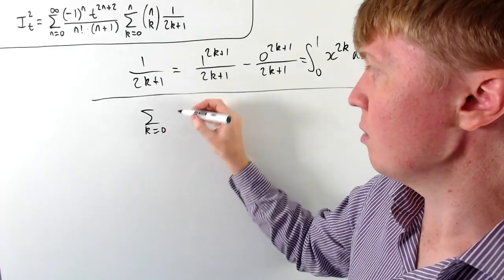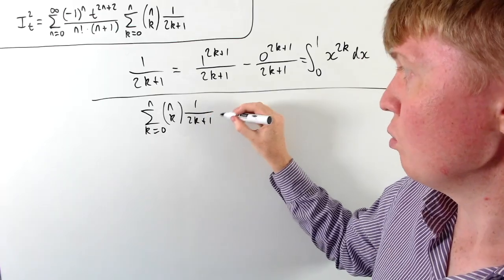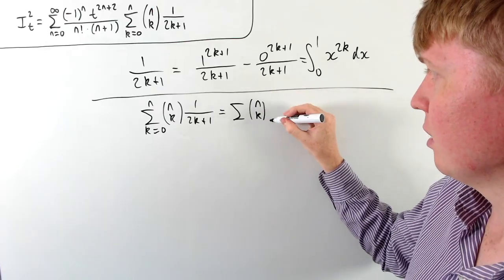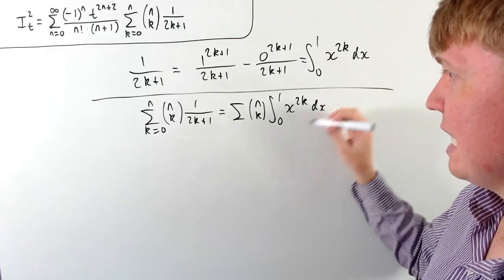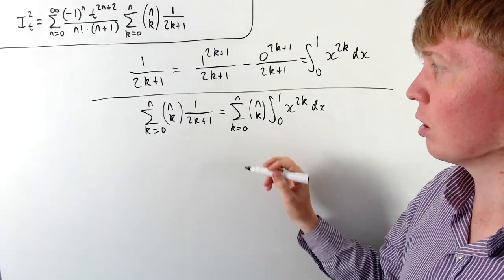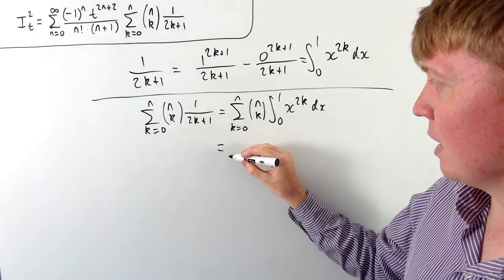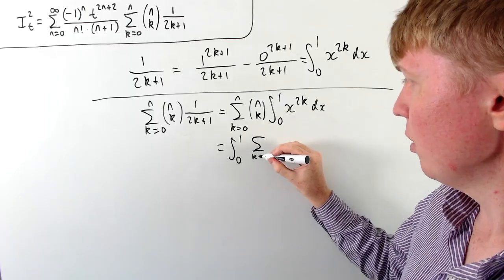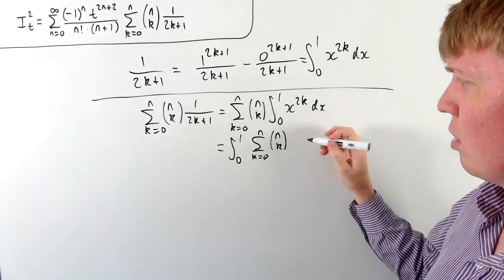So we can write this whole sum. We've got the sum from k equals 0 to n of n choose k times 1 over 2k plus 1 is equal to the sum of n choose k times the integral going between 0 and 1 of x to the 2k dx. And here, because we've actually got a finite sum and a finite integral, it's fine to swap the order of integration here as well. So we can take this sum inside the integral. So we've got the integral from 0 to 1 of the sum from k equals 0 up to n of n choose k times x to the 2k.